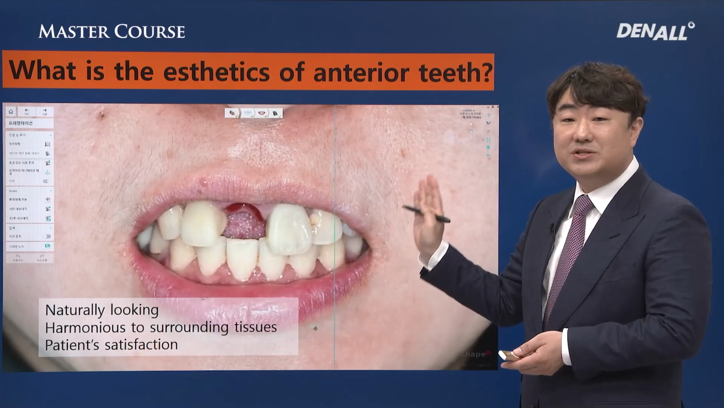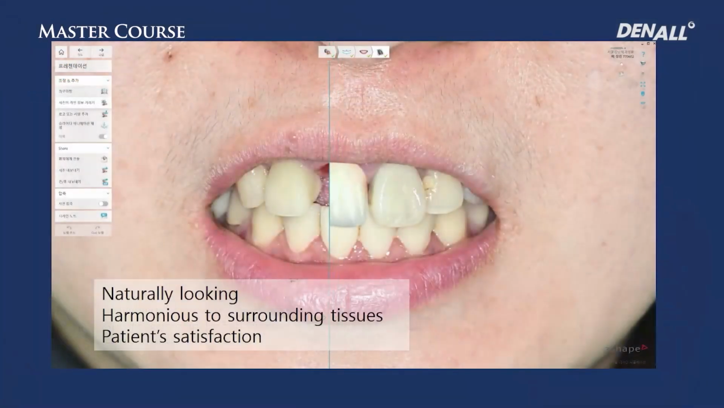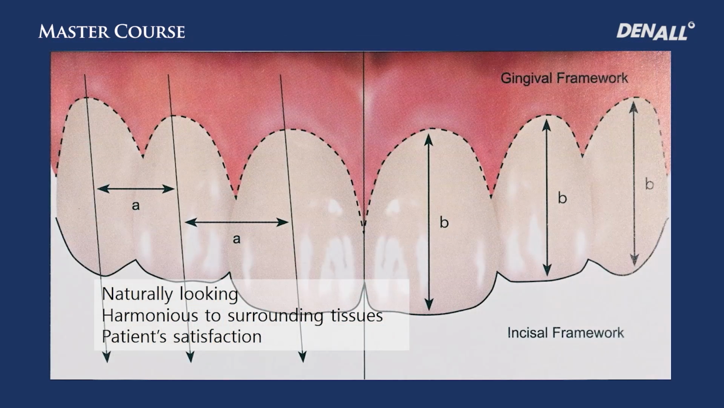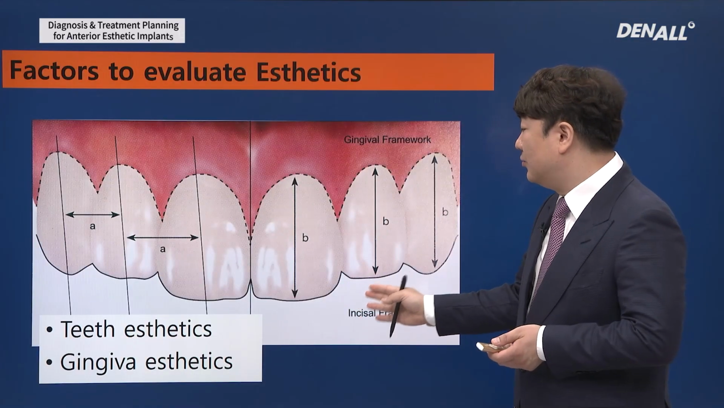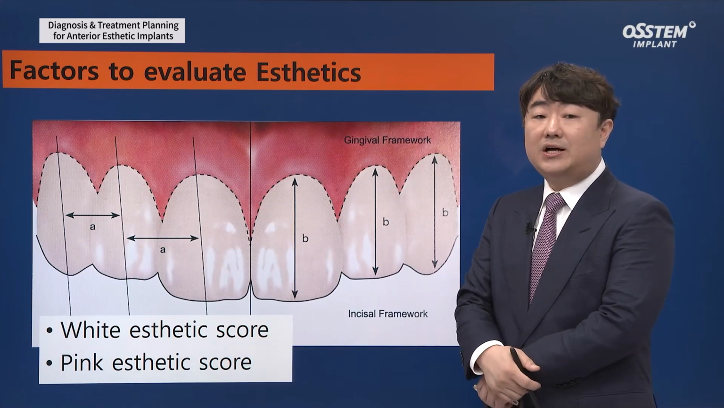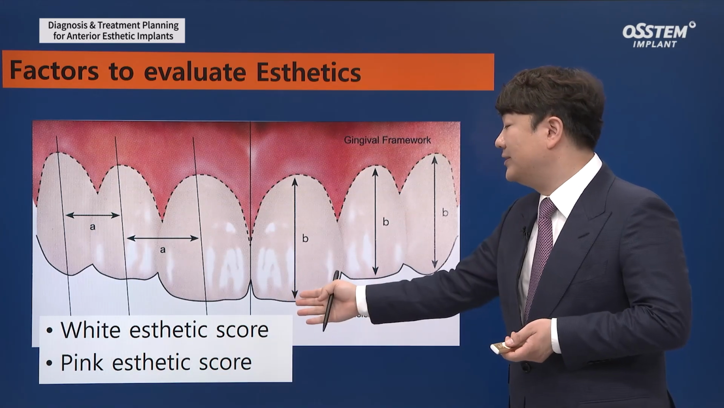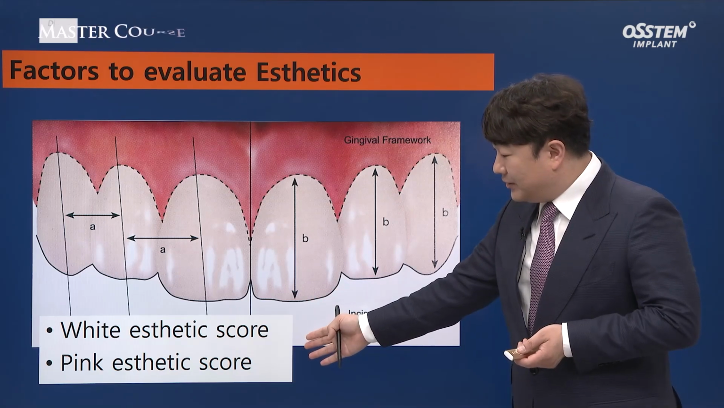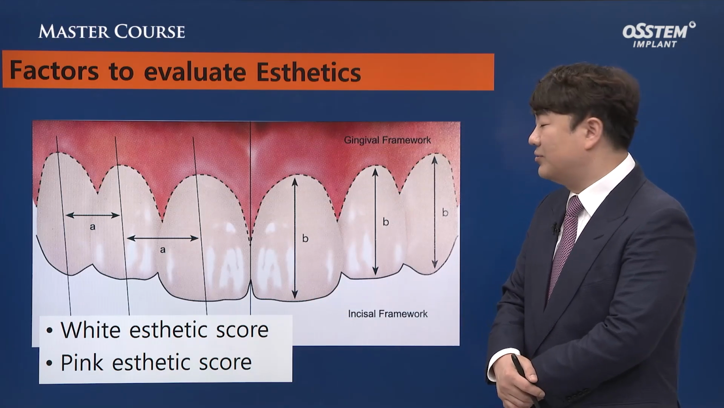A restoration can be considered aesthetically pleasing if it looks natural, harmonizes with adjacent teeth and soft tissues, and satisfies the patient. This can apply to a single tooth restoration or to restoring harmony and symmetry across multiple teeth. Although this description is somewhat abstract, there are indices to describe these aspects. First is about teeth and gingiva. We use white aesthetic score to evaluate teeth and pink aesthetic score to evaluate the gingiva.